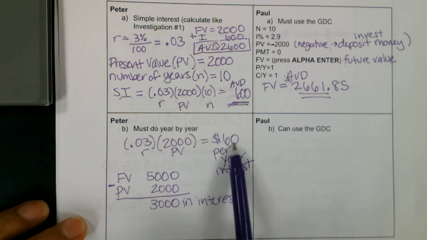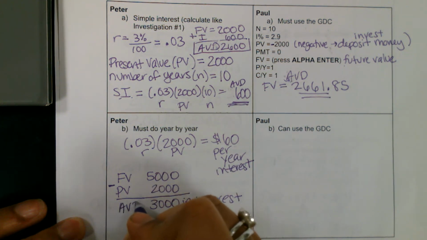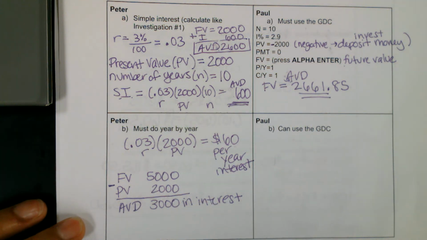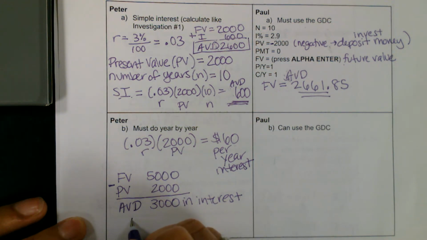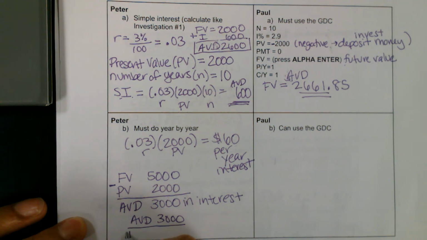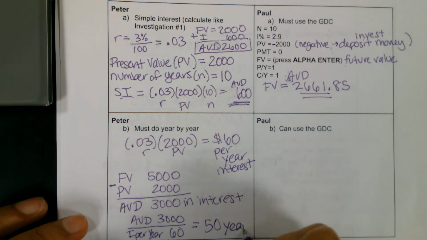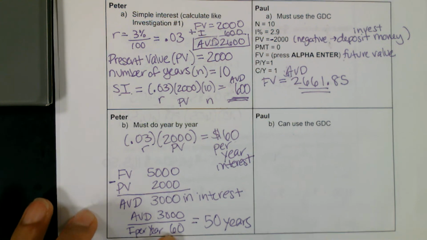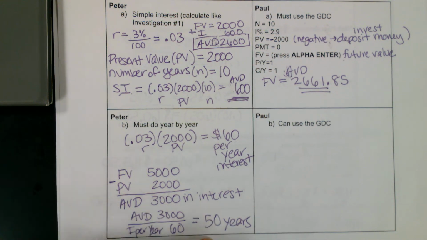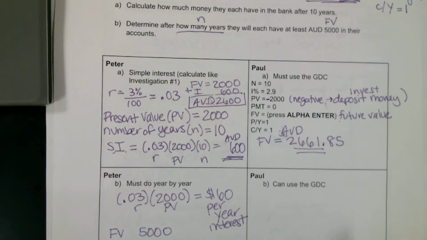Well, he gets paid $60 per year, and he needs 3,000. So I'm wondering how many years. What you do is we're just going to divide the Australian dollars he needs by his interest per year, 60, and we are going to come out with 50 years. We wanted to know how many 60s there are in 3,000, and we get 50. So that's 50 years. Now, Paul, we have to use the GDC.